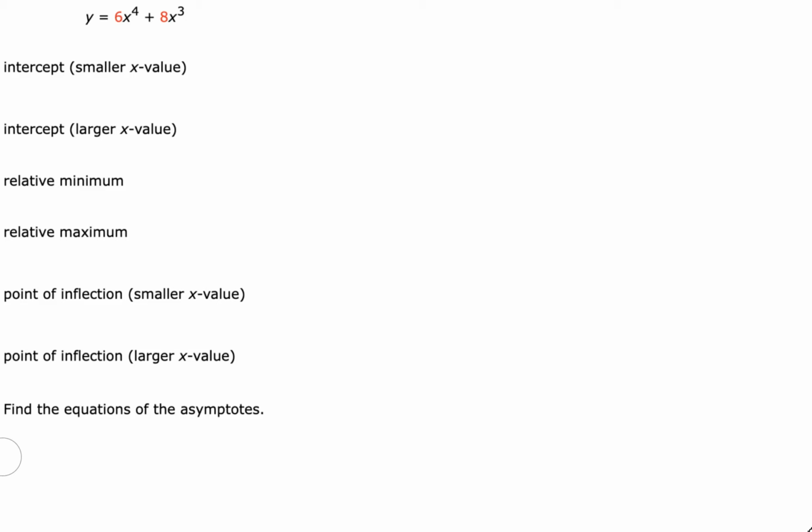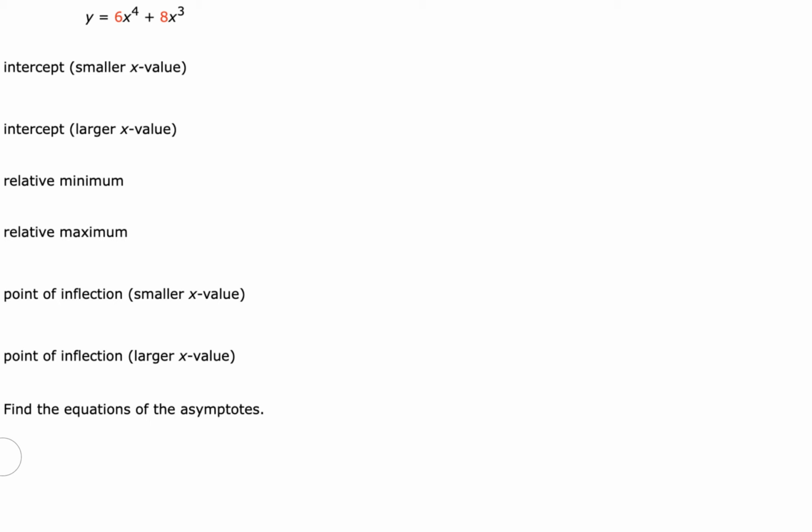Okay, so we're going to look at an example where we need to find any intercepts, relative extrema, points of inflection, asymptotes if they exist, and we're also going to look at concavity. So we're using the graph, we are using the first derivative test, and we are using the second derivative to find the points of inflection.